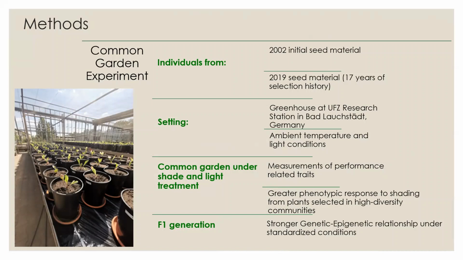The plants are grown in a common garden under shade and light treatment, where the shade treatment consists of a 40% reduction of light with a green shading cloth. And we measure the performance-related traits, expecting some greater phenotypic response to shading from plants that are selected in high diversity communities, which should be already adapted to the shade.